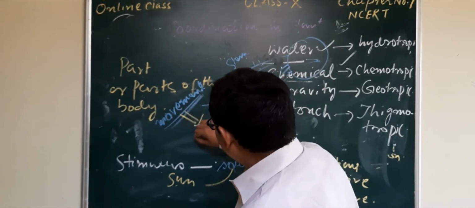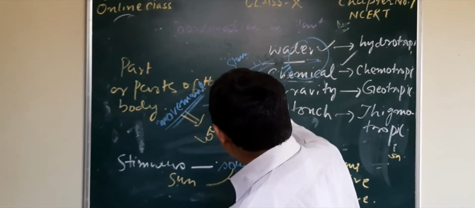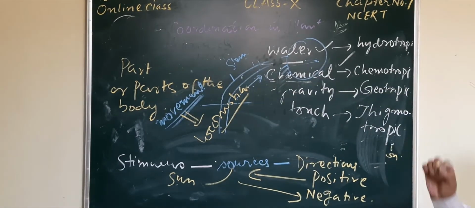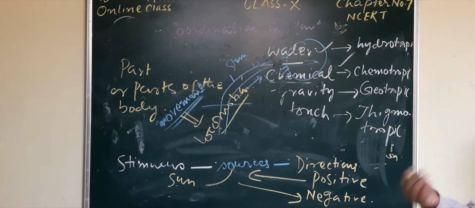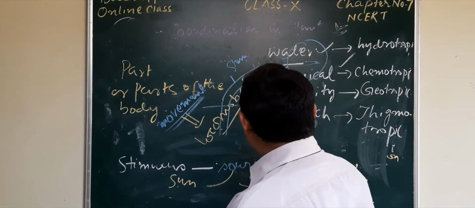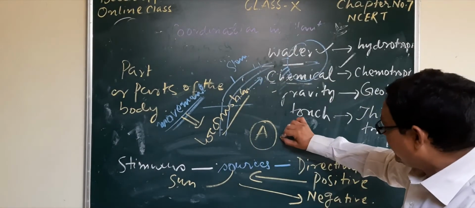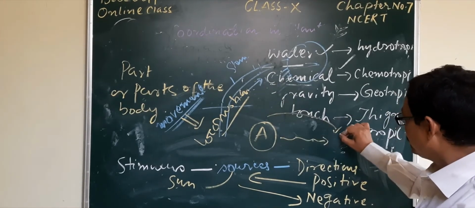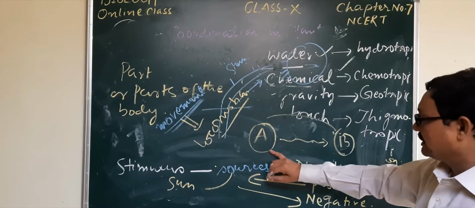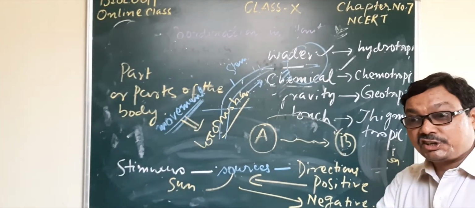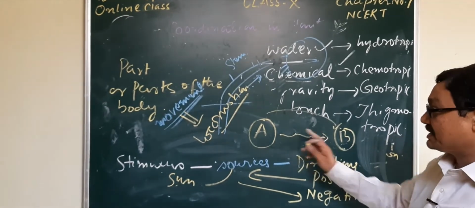In the locomotion, not only the part or parts of the body, but the entire organism moves. Suppose there is an organism at position A, and that organism moves from position A to position B, that means the entire organism has now changed its place. So that is the locomotion.